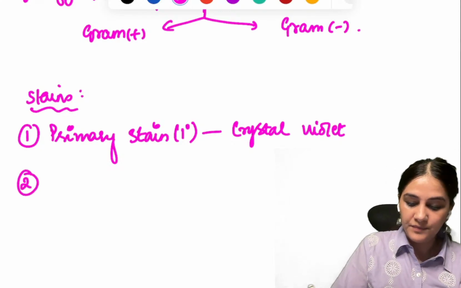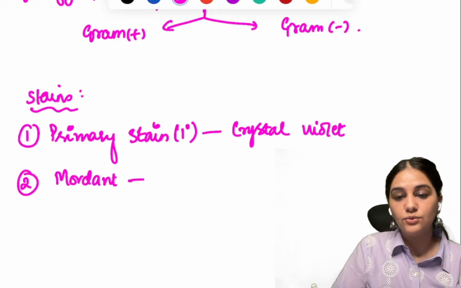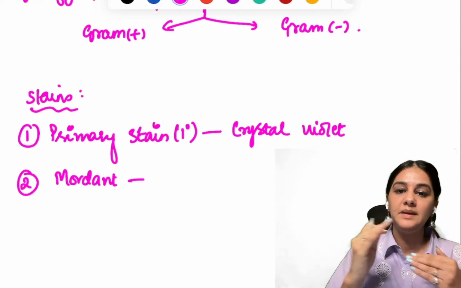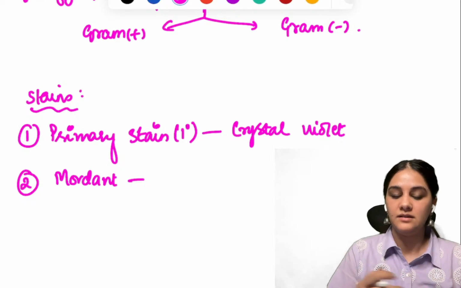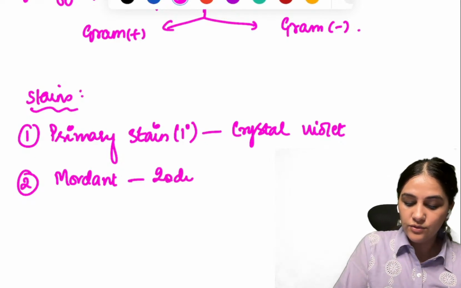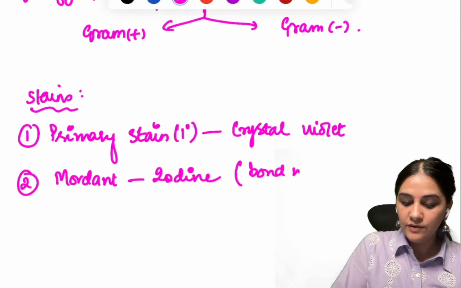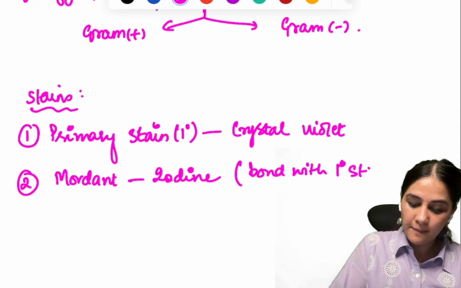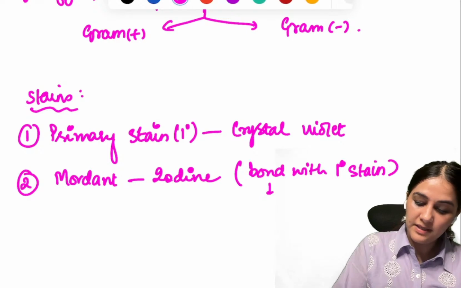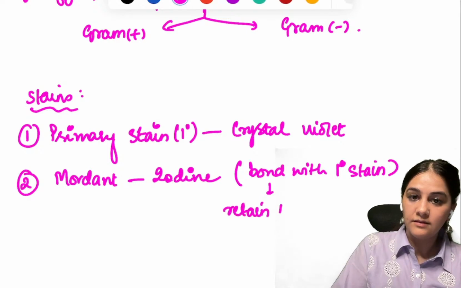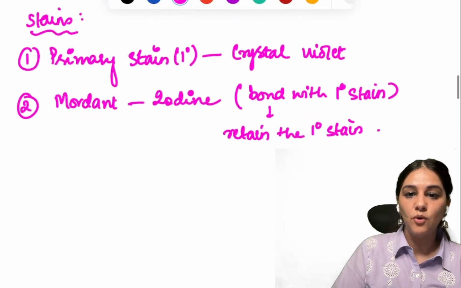So then the second thing is your mordant. Mordants are those things that actually help and make a bond with the primary stain so that the bacteria can retain this stain. Right. So here we use iodine as a mordant. So it makes a bond with the primary stain, and because of that, the organism is able to retain the primary stain. Right? So that is what mordant is.